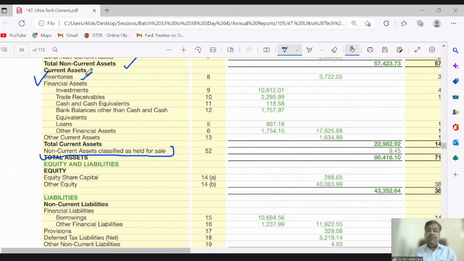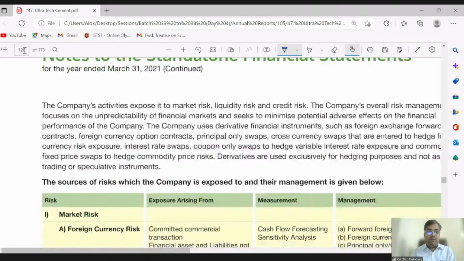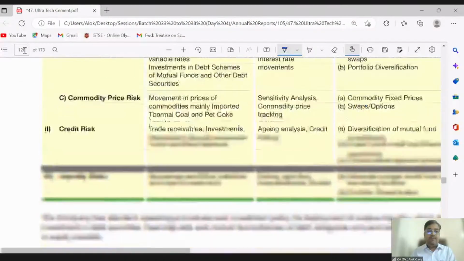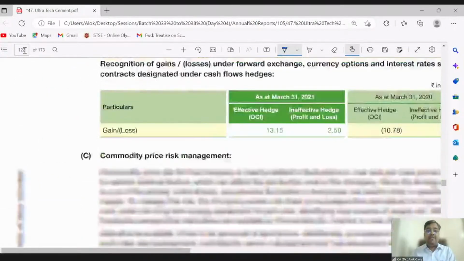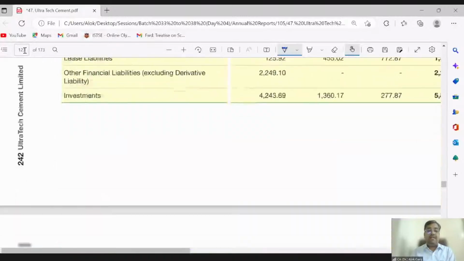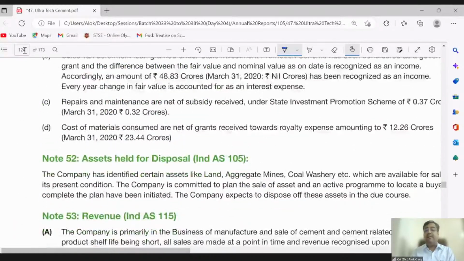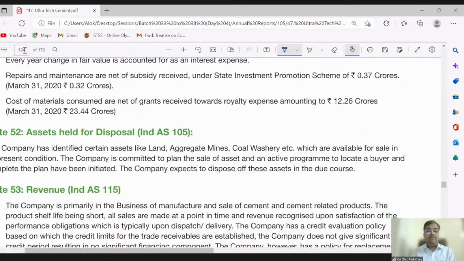So what is the inventory for Ultratech Cement? The inventory is cement. Manufacturing and selling of cement is inventory. But what is non-current assets classified as held for sale? Let's go to note number 52. When we see note number 52, we will find that it is not inventory, it is something else, which is non-current in nature, but it is classified as held for sale and hence it becomes a current asset.